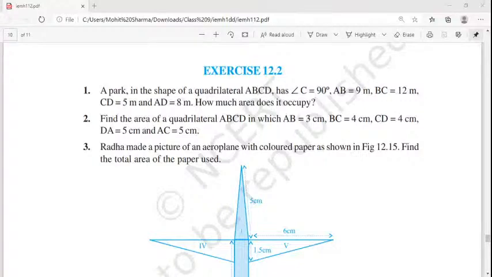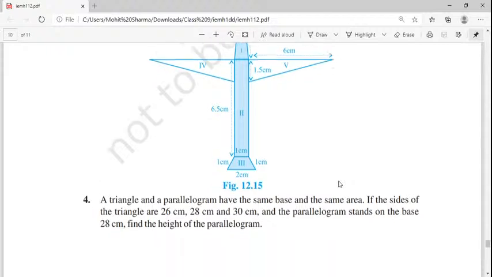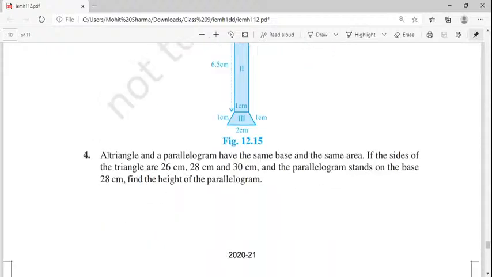Hello students, welcome back. Earlier we had done the first three questions of this exercise 12.2, using Heron's formula and finding the area of the quadrilaterals and the area of the colored paper used in this aeroplane. Now let's move towards question number 4.